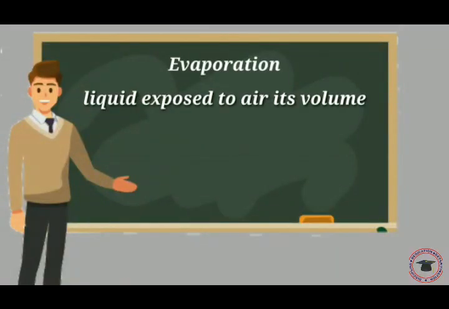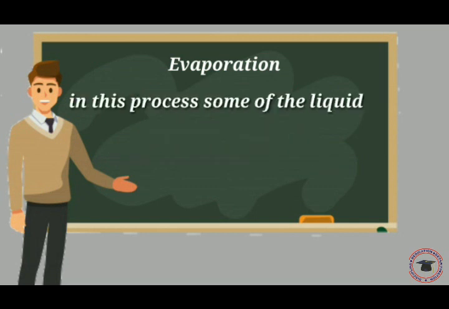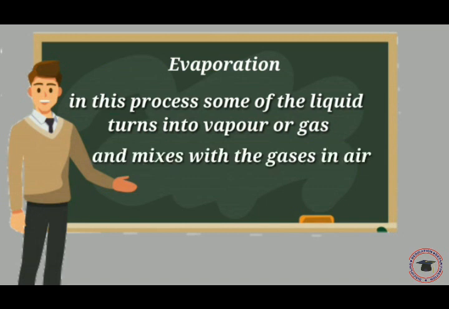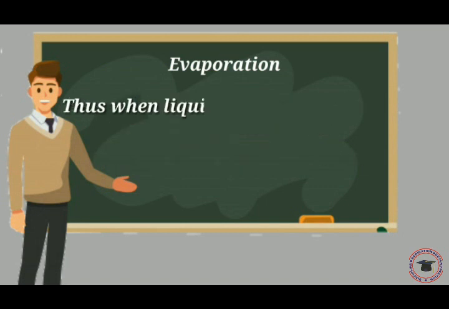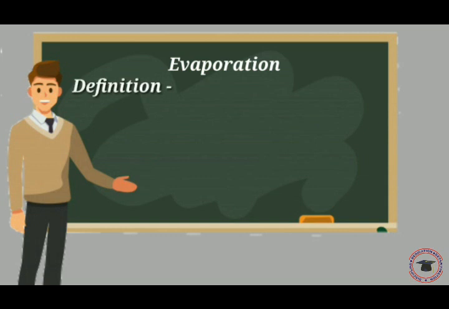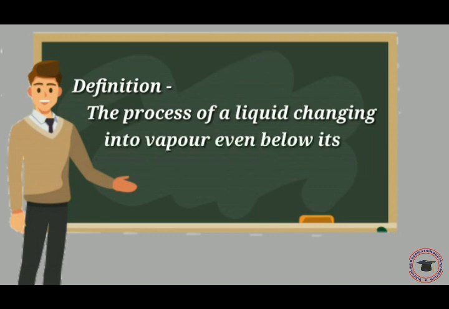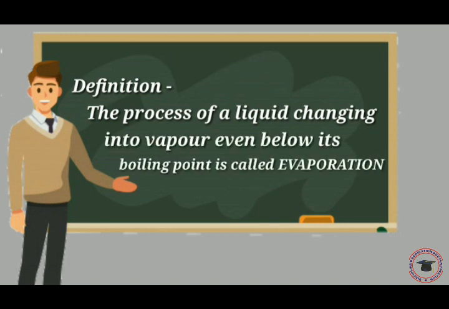When a liquid is left exposed to air, its volume decreases gradually. This is due to evaporation. In this process, some of the liquid at the surface turns into vapor or gas and mixes with the gases in the air. Thus, when the liquid turns into vapor, it is said to evaporate. We can now define evaporation as the process of a liquid changing into vapor even below its boiling point.